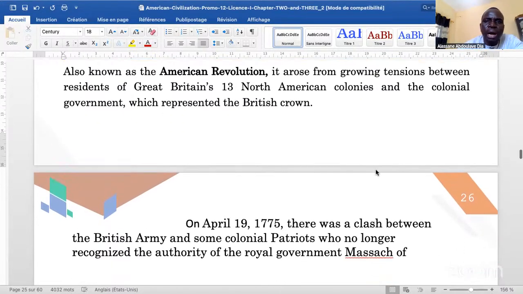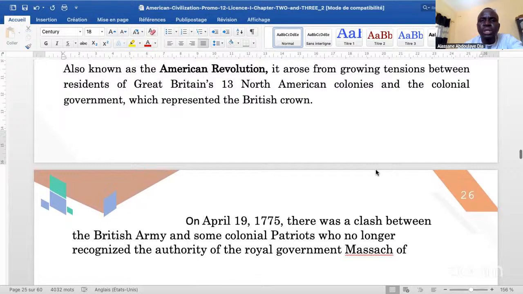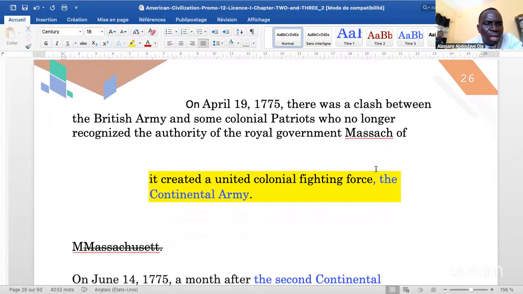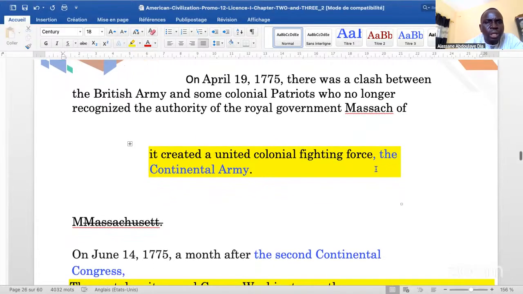Also known as the American Revolution, tensions between residents of Great Britain's 13 colonies in America and the colonial government, which represented the British Crown. What does this mean? This means that this revolution is going to be an action, a resistance between the colonies and the British Parliament. So on April 19, 1775, there was a clash, accrochage, between the British Army and some colonial patriots who no longer recognized the authority of the royal government of Massachusetts.